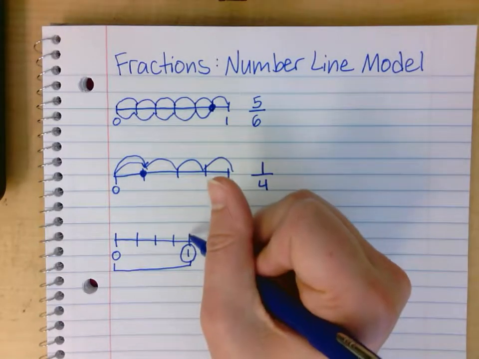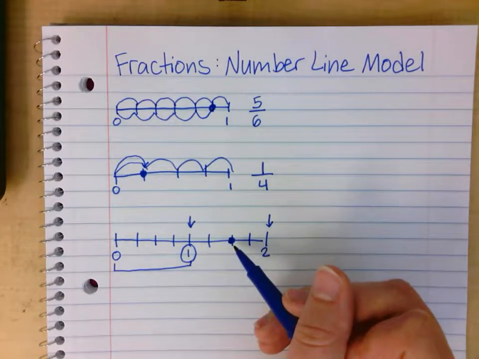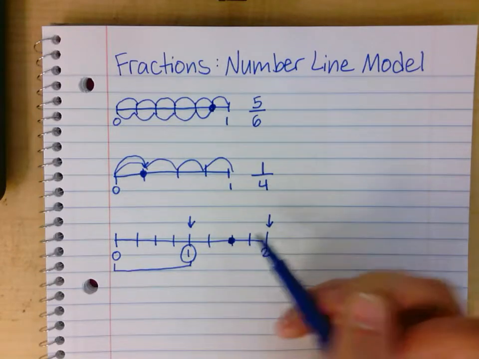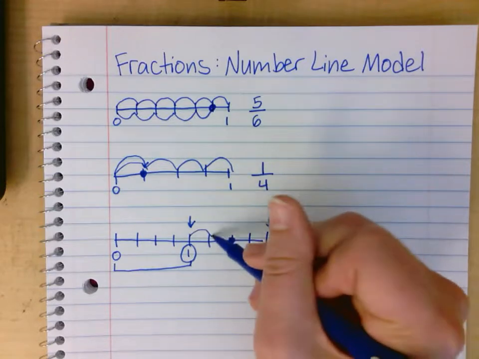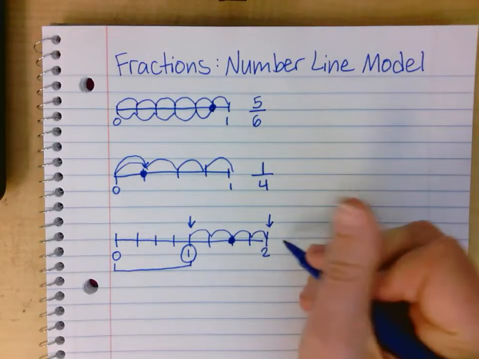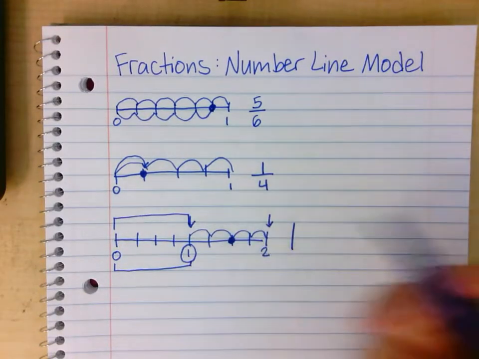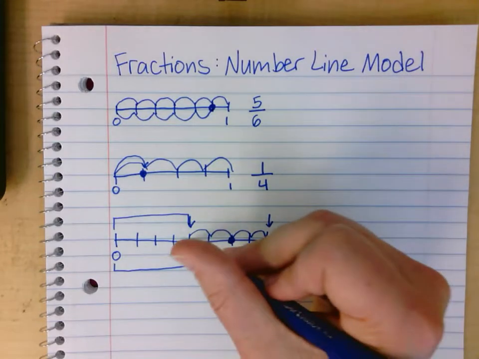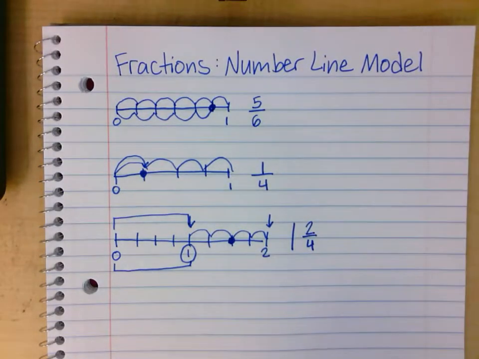Now I need to look between 1 and 2 to figure out the fraction, since 1 and 2 is where my mark lies in between. So I'm going to do just what I did up here. You count jumps, 1, 2, 3, 4. So I have one whole from this area over here, and then my fraction is out of 4 pieces, and it's 2 jumps after the last whole, so that's 1 and 2/4.